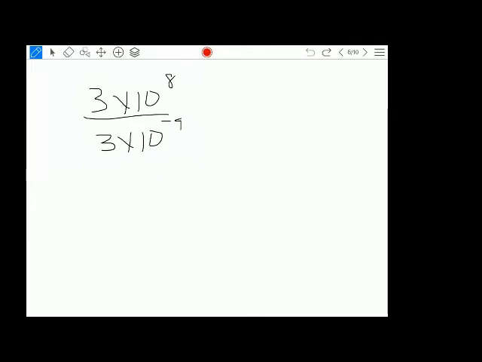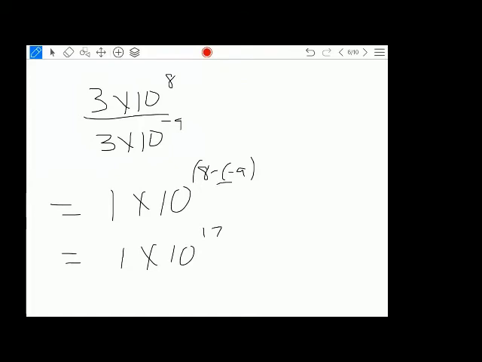Now let's take a division with a negative exponent. Using the same basic steps, 8 minus minus 9, which leaves me the result 1 times 10 to the 17 power. So remember, when I subtract a negative, that turns this into a positive number. 8 minus minus 9 is the same as 8 plus 9 equals 17.